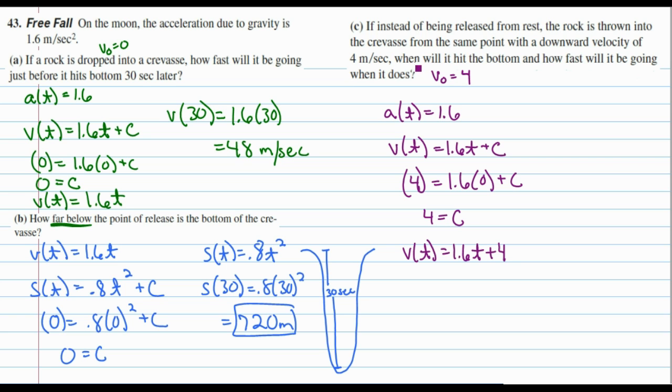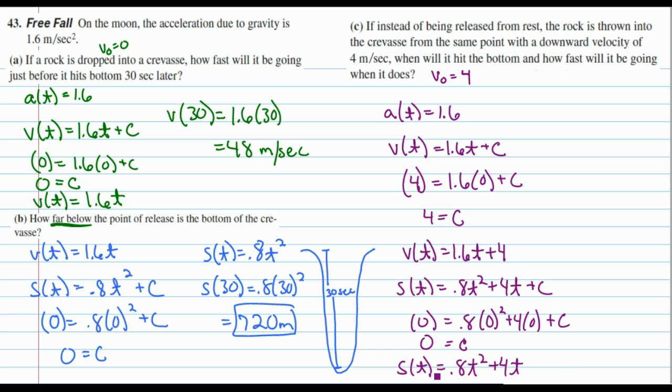Now the question is asking when will it hit the bottom, so we don't know what time to plug in to find the velocity yet. We do now know, however, that this crevice was 720 meters tall. So if I start with the position and find out how long it took to travel those 720 meters, I can then find the velocity. So I'm going to continue on here and find the position function. And I get that the position function is 0.8t squared plus 4t.